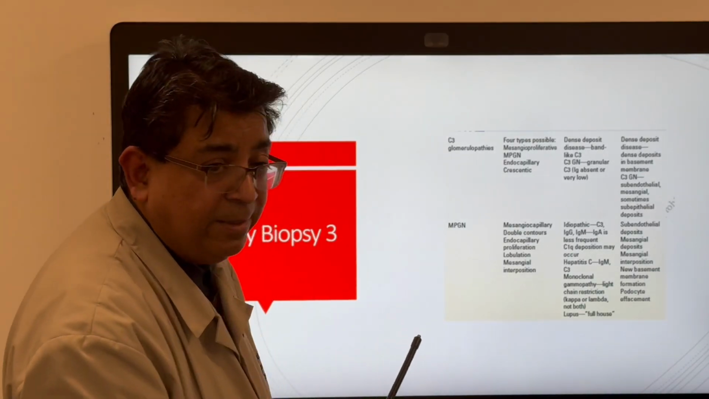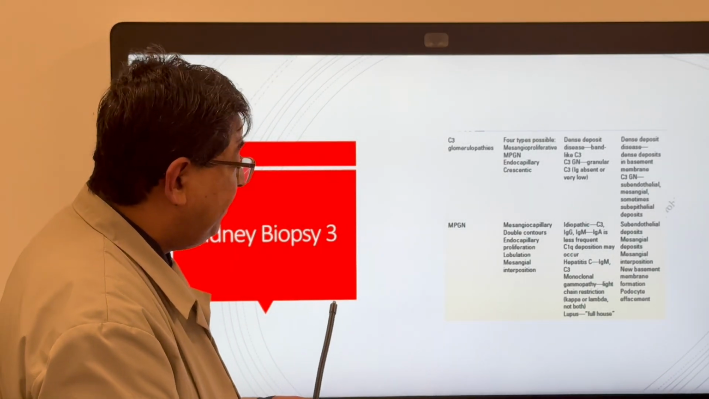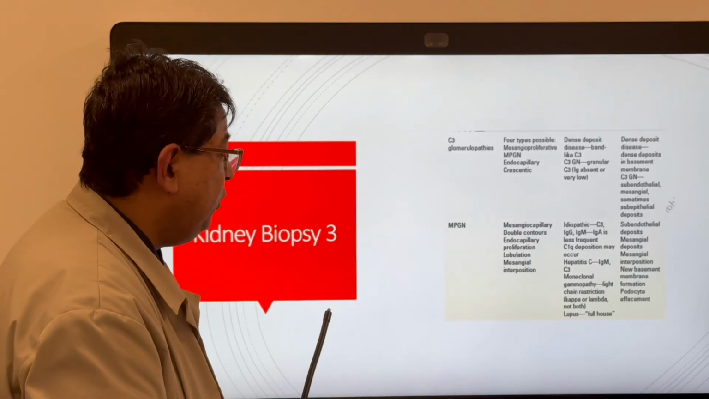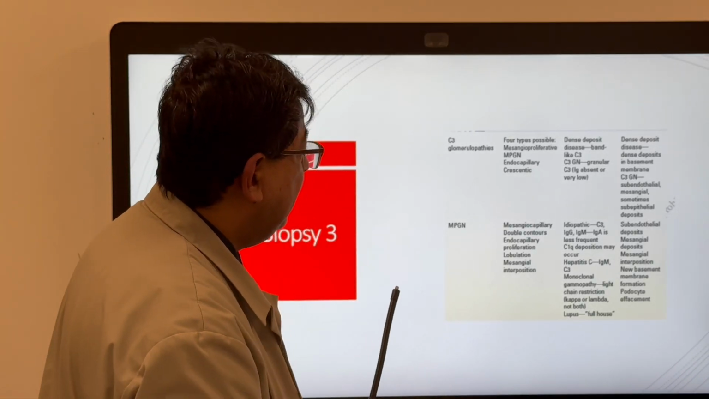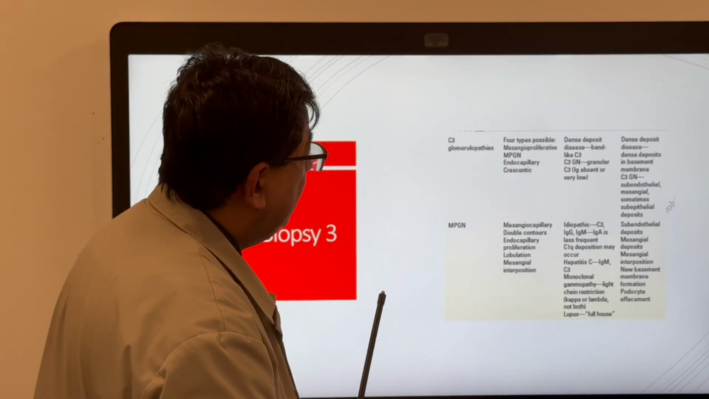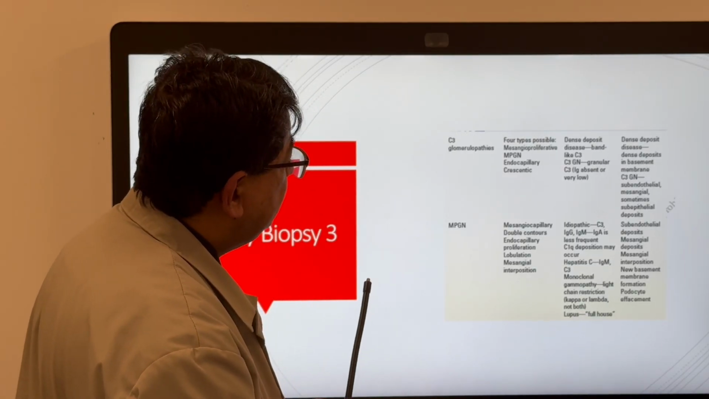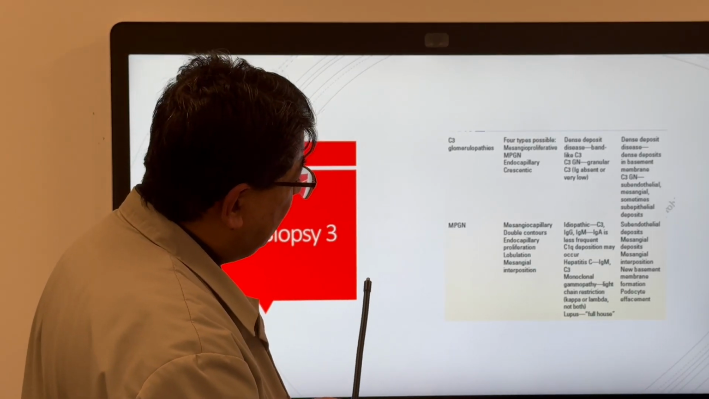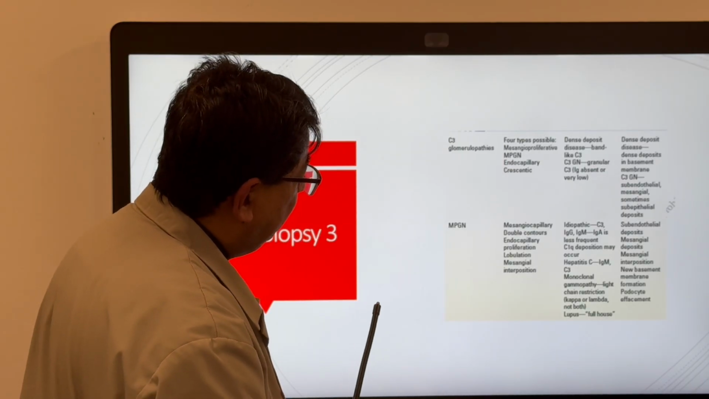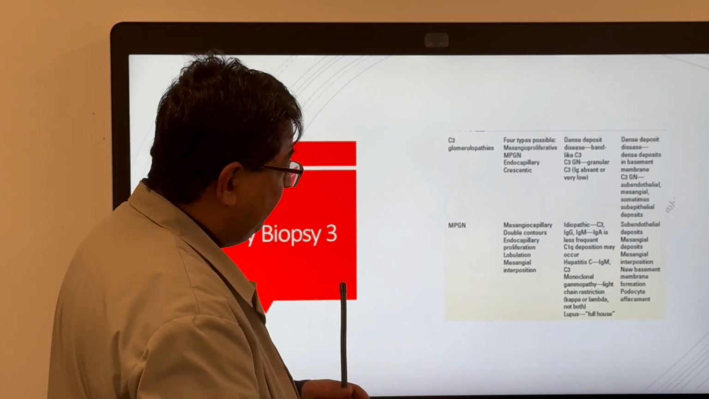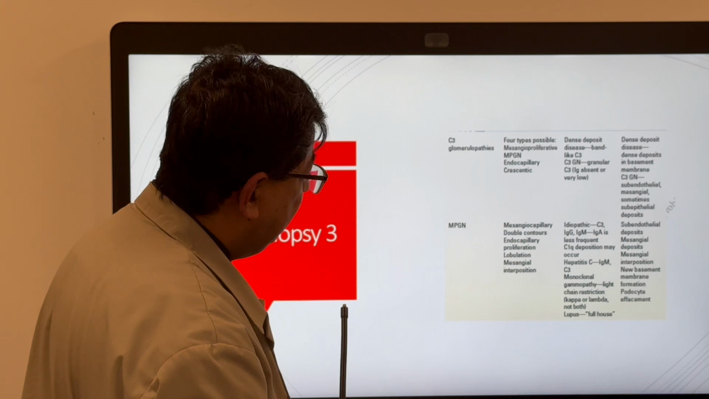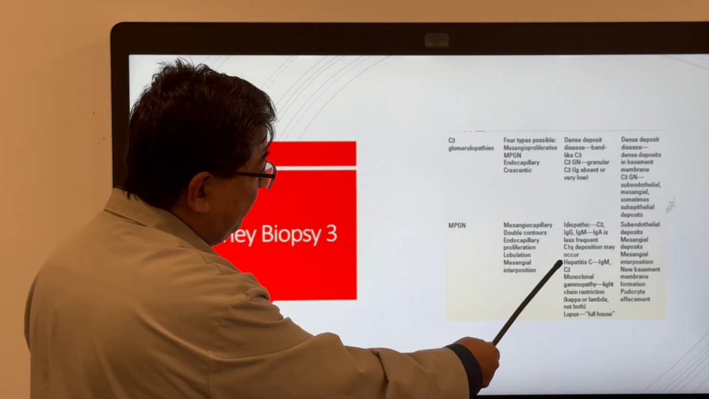MPGN can be idiopathic, so you can have a secondary cause of MPGN, or you can have idiopathic MPGN. And then in idiopathic MPGN, you're going to see C3, IgG, IgM deposition. Hepatitis is a common cause of MPGN, and here you're going to see IgM and C3.